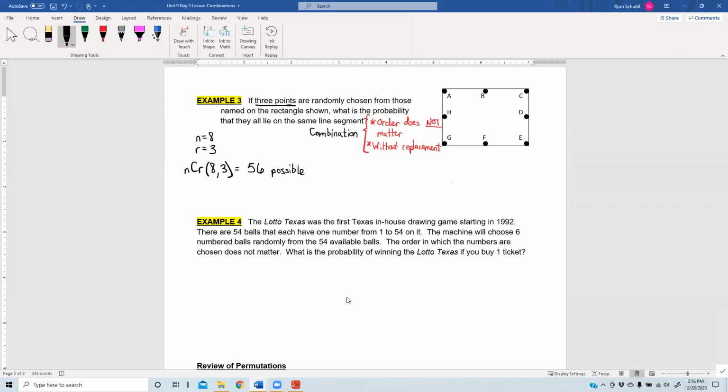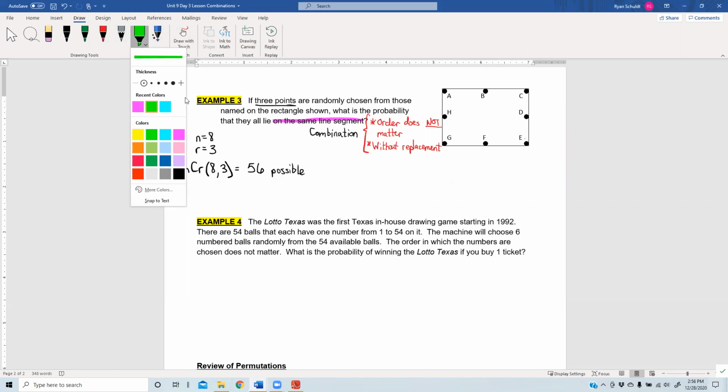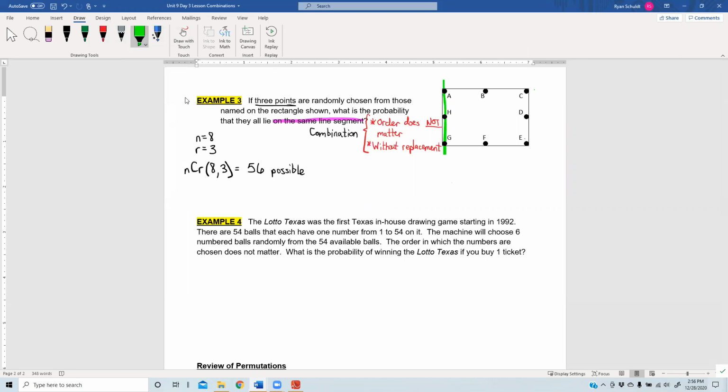Now, what does it ask us? What's the probability they lie on the same line? Well, how many ways can I do it on the same line? Let's see, there's 1, 2, 3, there's 4 favorable ways. So 56 possible, 4 favorable. That's how many we want to happen. So the probability is 4 out of 56, which reduces to 1/14.